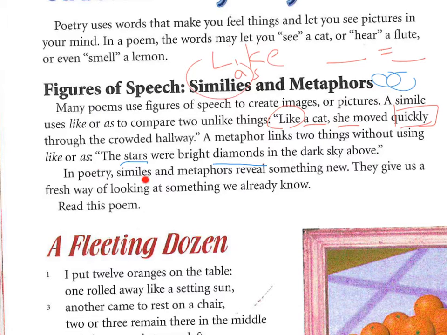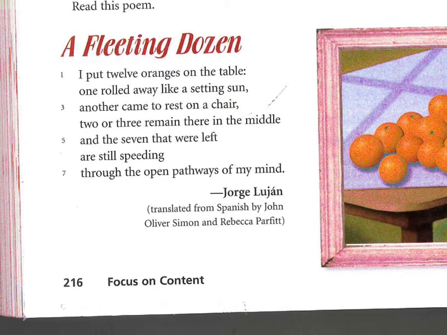In poetry, similes and metaphors reveal something new. They give us a fresh way of looking at something we already know. Read this poem. A Fleeting Dozen. I put 12 oranges on the table. One rolled away like a setting sun. Another came to rest on a chair. 2 or 3 remained there in the middle, and 7 that were left are still speeding through the open pathways of my mind. And it was originally in Spanish.